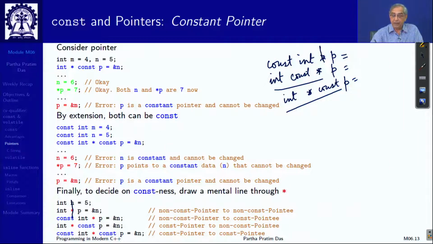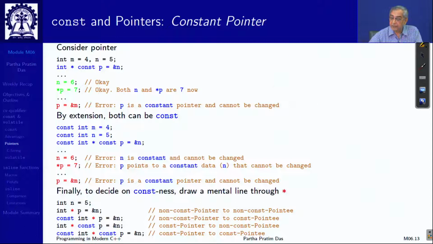So, if you draw it here, it is on the pointee side, the pointee is const. You draw it here, it is also on the pointee side, the pointee is const. If you draw it here, it is on the pointer side, so the pointer is const. You draw it here, it is on both sides, so both are const. That is a simple way to resolve it, right. Otherwise, it gets quite confusing at times.